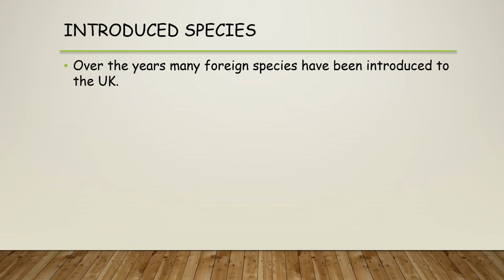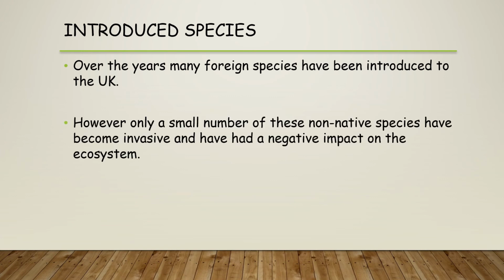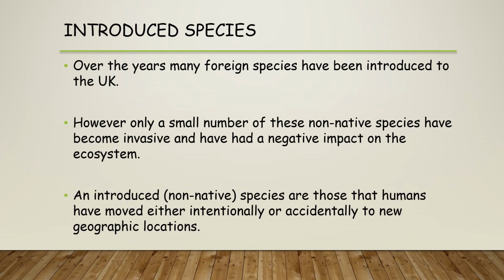Another threat to biodiversity are introduced species. So over the years, many foreign species have been introduced to the UK, and some of those have become invasive and had a negative impact on the ecosystem. So introduced or non-native species are those that humans have moved either intentionally or accidentally to new geographical locations.